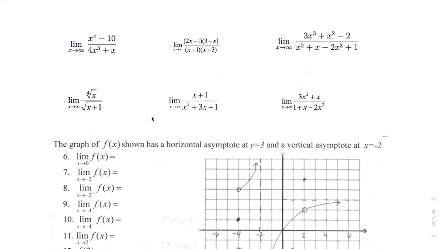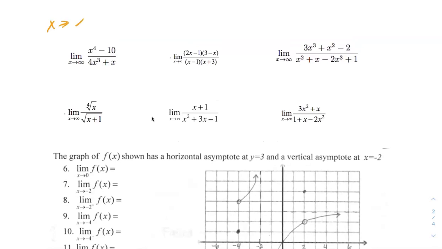Limit as x approaches infinity. So these are special. When there's a limit as x goes to infinity, those are horizontal asymptotes. So they follow the same rules of horizontal asymptotes. They're exactly the same thing. If the top power is bigger than the bottom power, we got none. In that case, this would be infinity or negative infinity. If the bottom power is bigger than the top power, then we got 0. And if they're the same, you look at the ratio, just like when we did horizontal asymptotes.